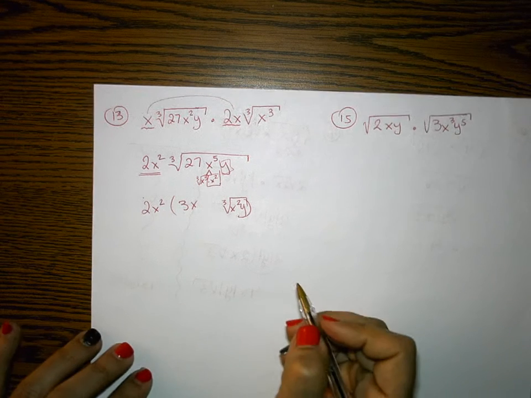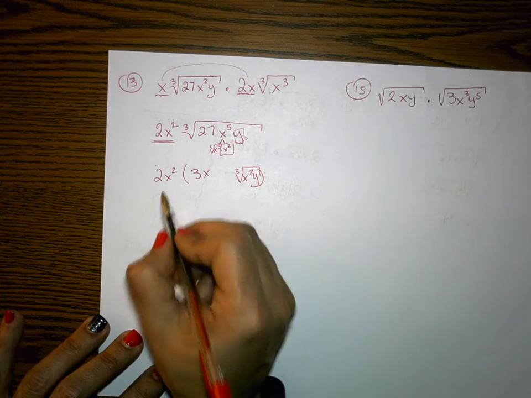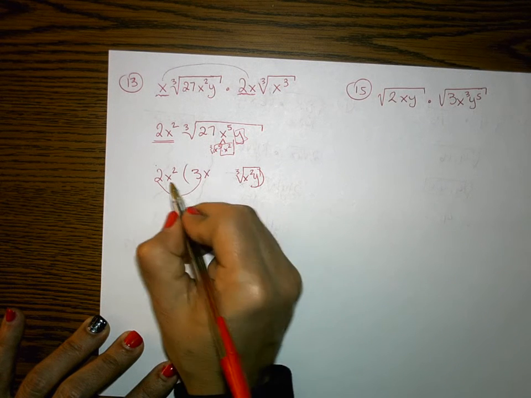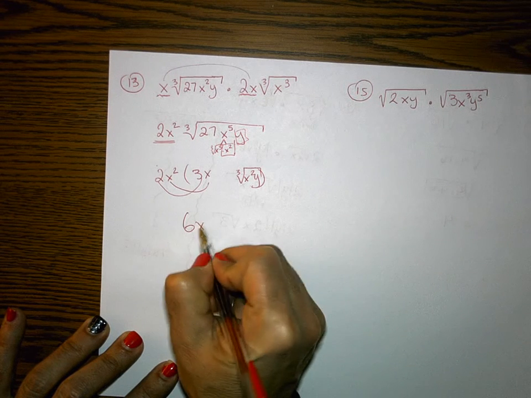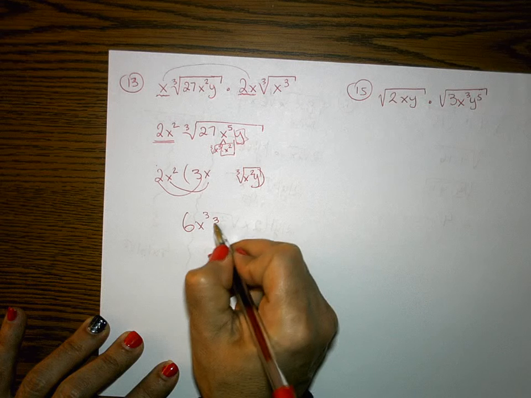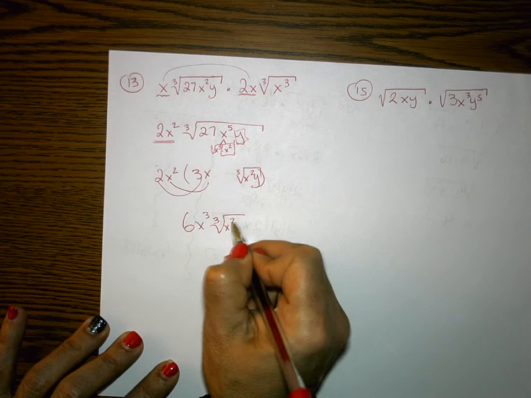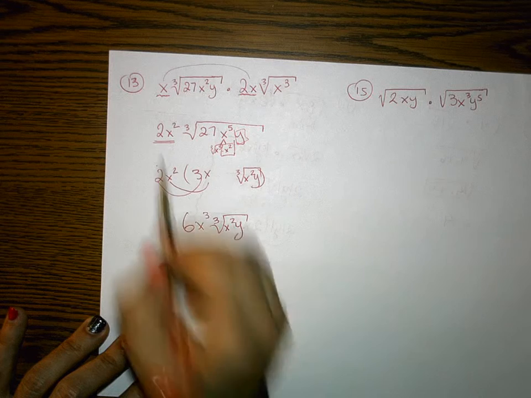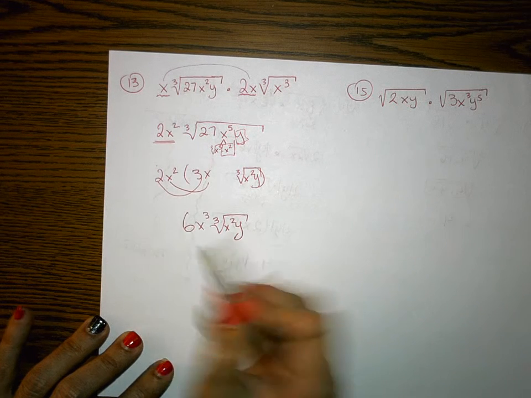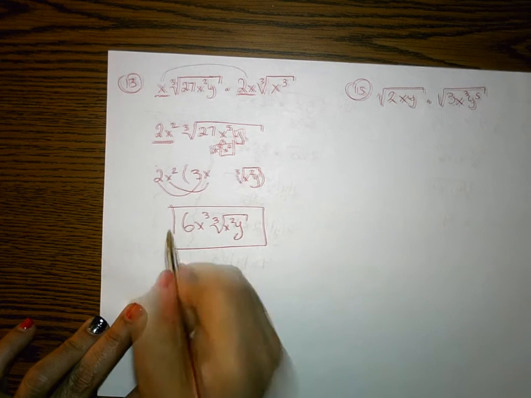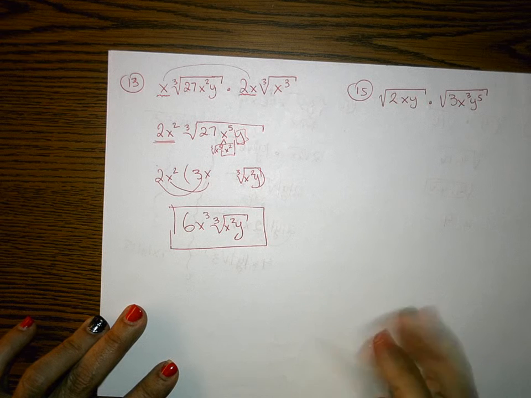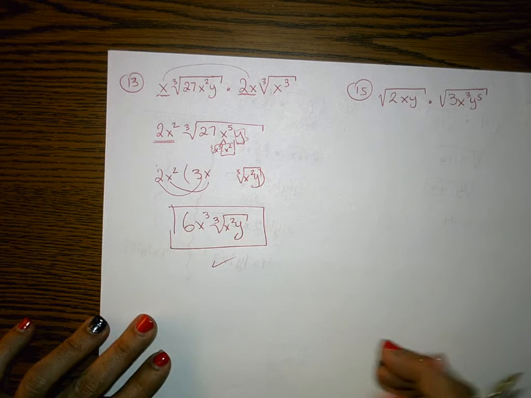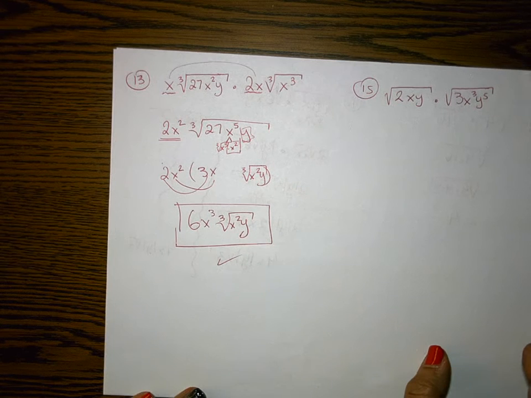So now I can just go ahead and multiply the outside terms here. 2 times 3 is 6. X squared times an x is x cubed. And then we have the cube root of x squared y. We don't need to worry about absolute values because we had an odd index. So here's your final answer. And let's move on to another problem.